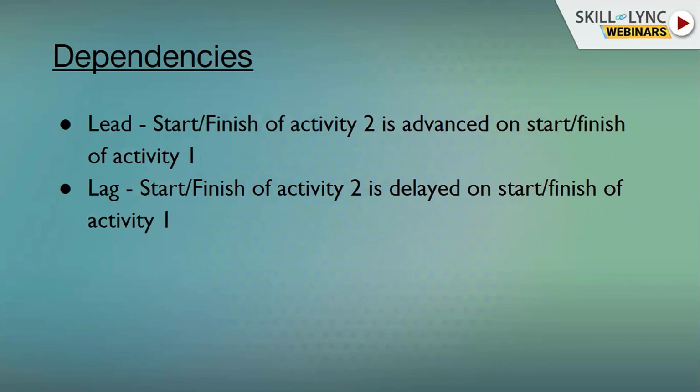Dependencies. There are two types of dependencies: lead and lag. First, lead, start or finish of activity 2 is advanced relative to start or finish of activity 1. These dependencies are used in combination with your relationships to formulate a complex schedule. Then there is lag, start or finish of activity 2 is delayed relative to start or finish of activity 1.